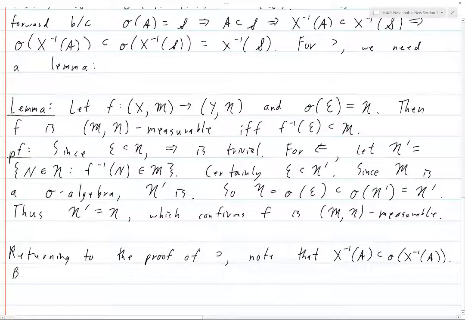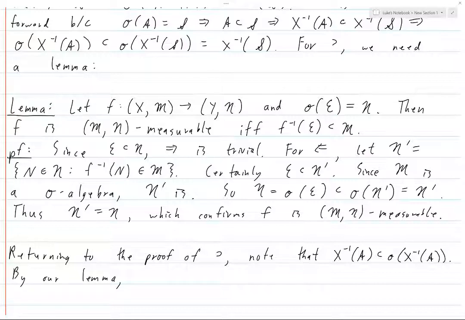So now, by our lemma, basically what we are doing is we're applying our lemma. This tells us that x inverse of A is contained in sigma of x inverse of A. So in our lemma, we're using A in place of E, and we're using sigma of x inverse of A in place of M.